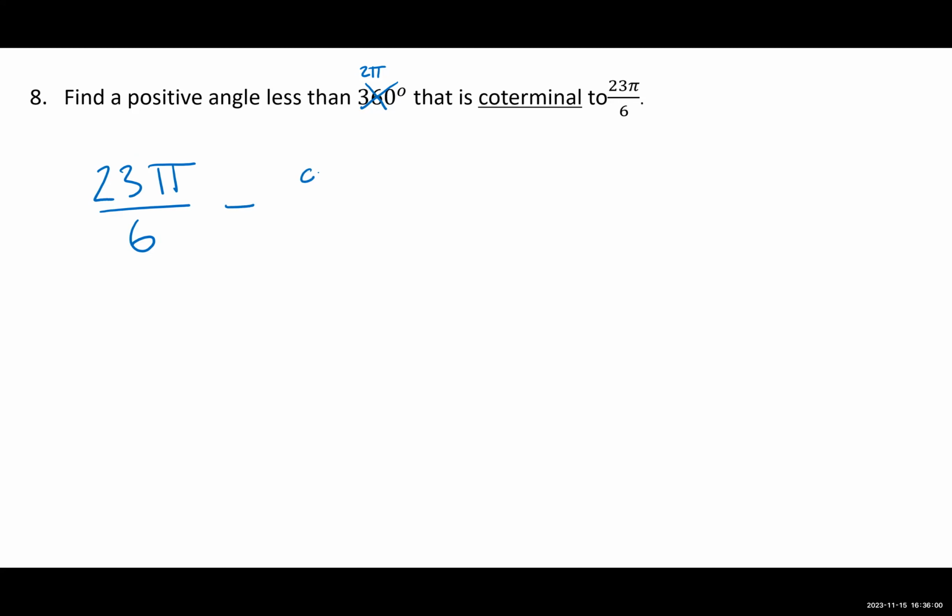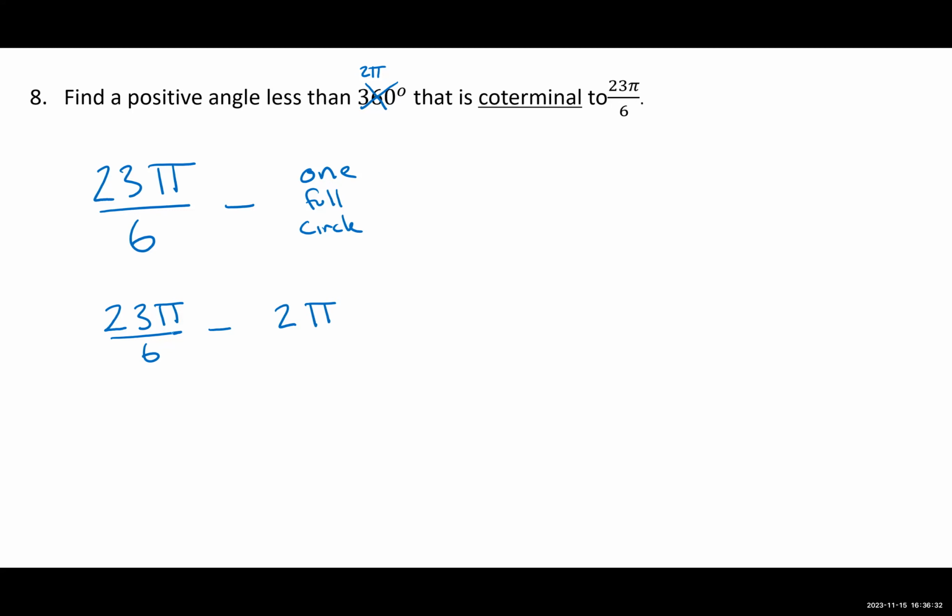So we subtract 1 full circle. And 1 circle we know is 360 degrees, or 2 pi radians. Get used to radian measure, because we are going to be working with radian measure much more than degree measure. We're going to be working with radians a lot more than degrees.